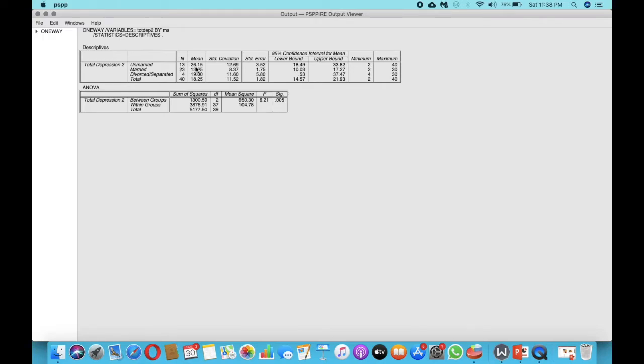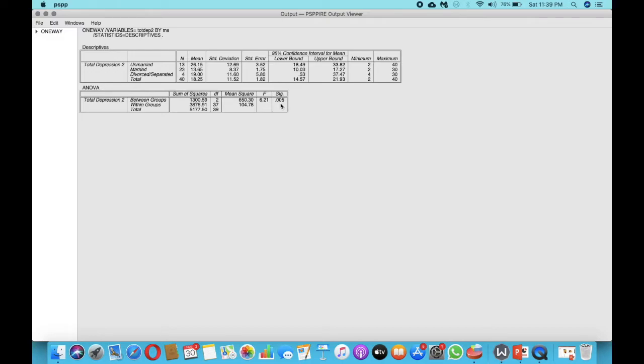As you can see, there is a difference between these three. But does being in these three different groups play a role in determining a depression score? For example, does being unmarried, married, or divorced play a role? That's what the ANOVA test shows you, and we have calculated the significance for that. The significance value here is 0.005, which means 0.5% chance of error, or 99.95% accuracy. In other words, this result is statistically significant at the 0.01 level.